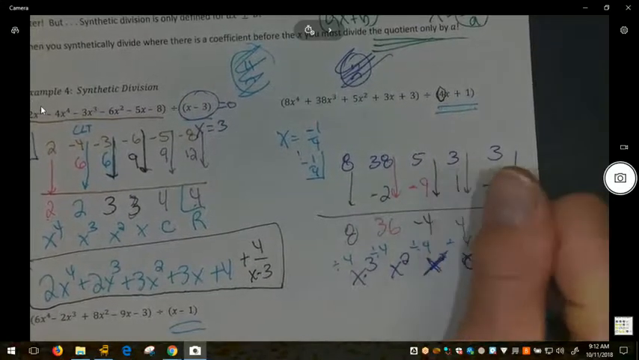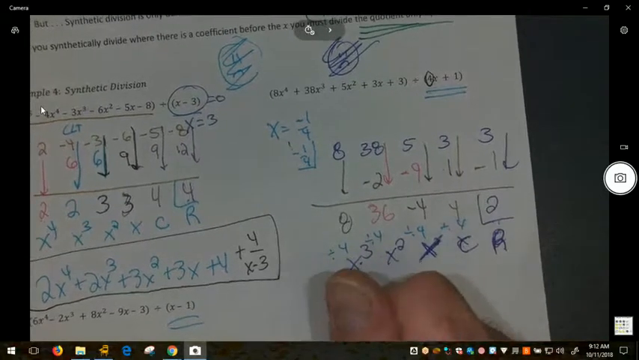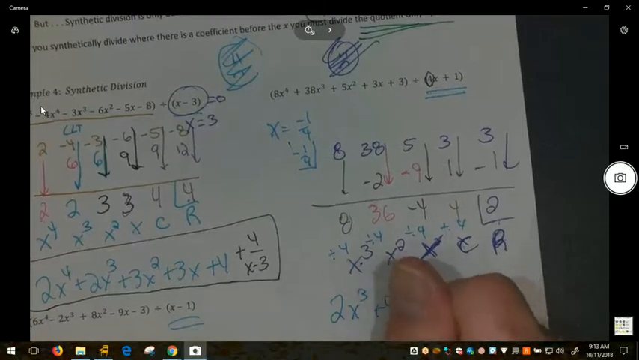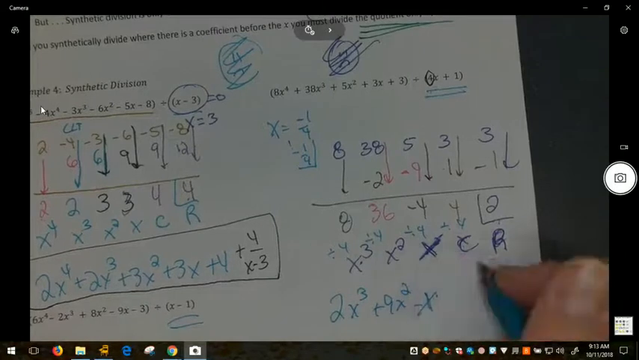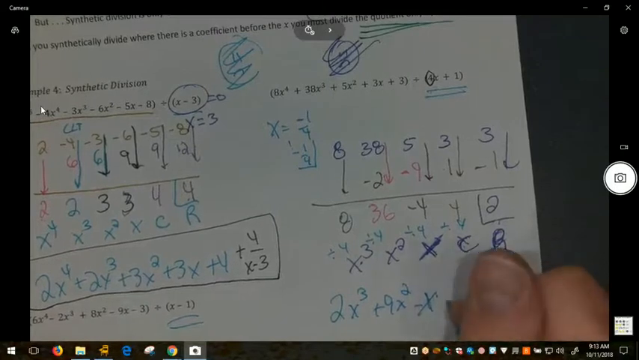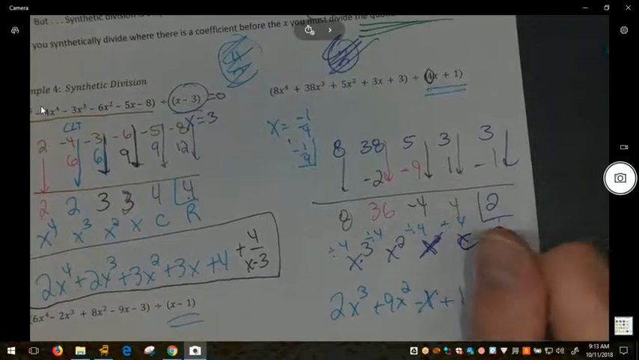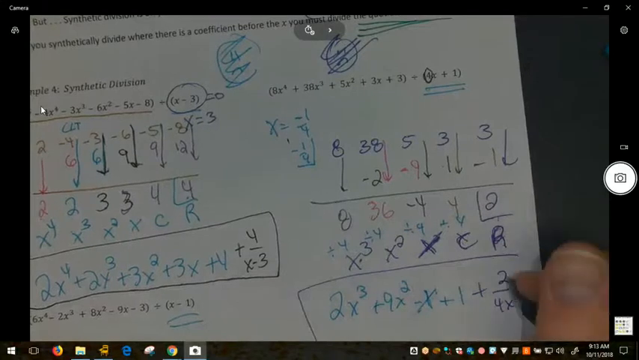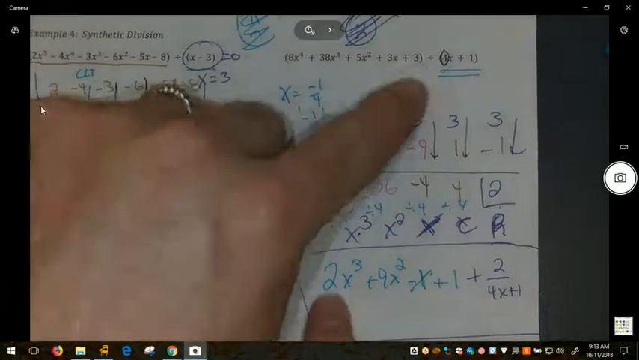Not the remainder, just the quotient itself. So this is going to be 2x cubed plus 9x squared minus x plus 1, and then plus our remainder over our divisor. And that's the same answer we would have gotten if we had done this with long division.